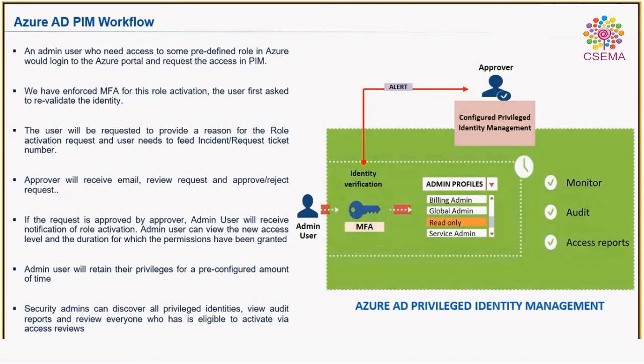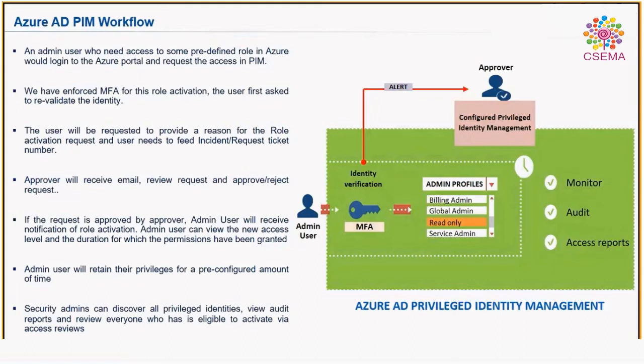Then the user will be requested to provide the reason. When I'm doing a certain task, I should have a proper reason, or a change request number or incident number or whatsoever. Why do you need the access? That information you have to feed into the portal, and then it goes to the approver. The approver can be the change manager, your technical manager, or any governing authority in the respective organization. He or she will review that request and approve or reject it.